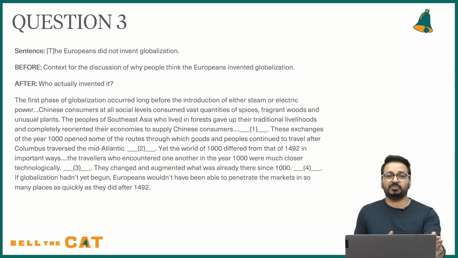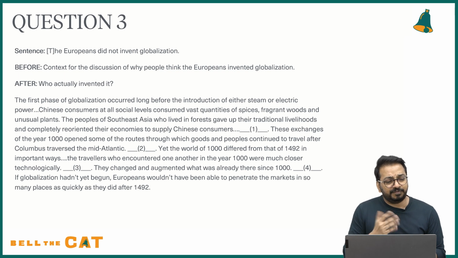And there was no option 1 right at the beginning of this paragraph. It has to come somewhere in the middle. Right? The first phase of globalization occurred long before the introduction of either steam or electric power. Chinese consumers at all social levels consumed this thing. Peoples of Southeast Asia lived in forests who gave up this thing to supply Chinese consumers.